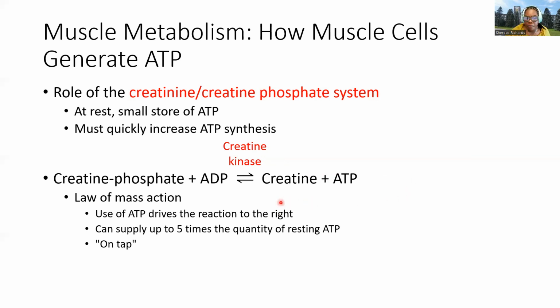And then the law of mass action applies to this reaction. So if we have a lot of ATP on this side, we will drive the reaction to the left. That is, we will make more ADP and creatine phosphate in the opposite direction, if we have enough ATP already existing on tap or on demand. If we had the opposite, let's say we had a lot of ADP, we would drive the reaction towards the right. So we can actually phosphorylate that more, make more ATP, and keep that on store to supply the contractions.